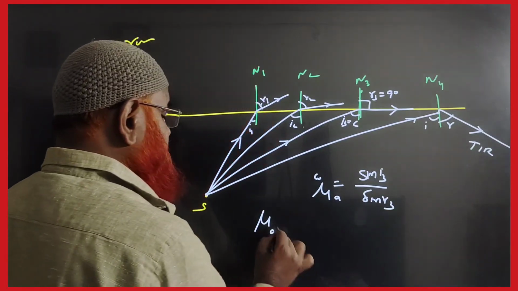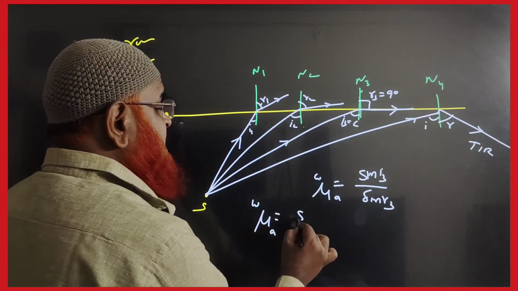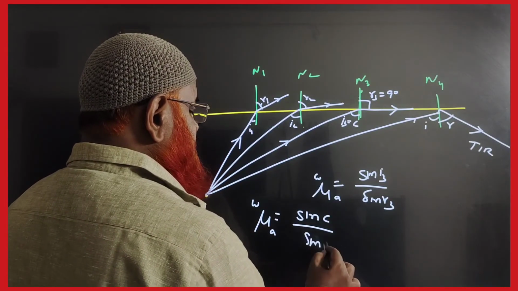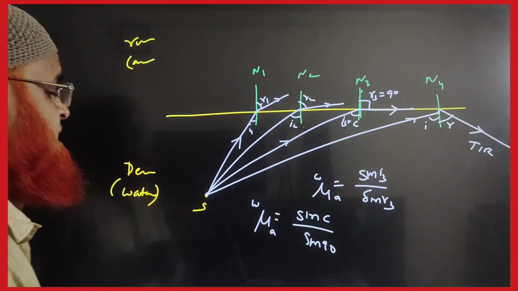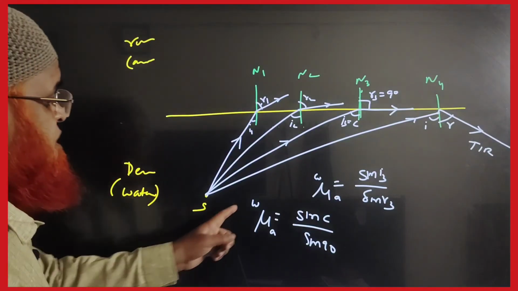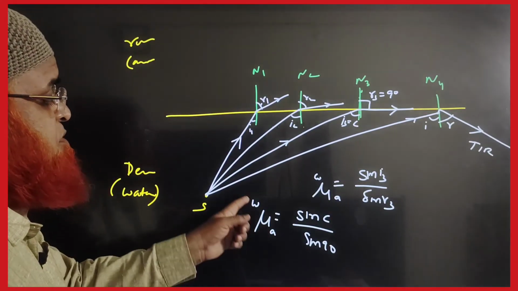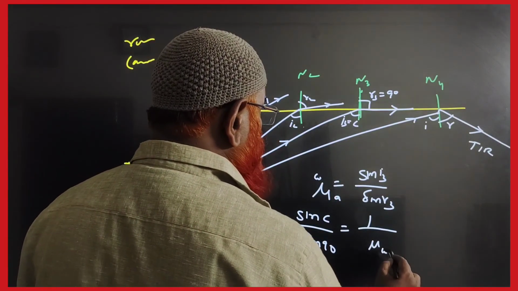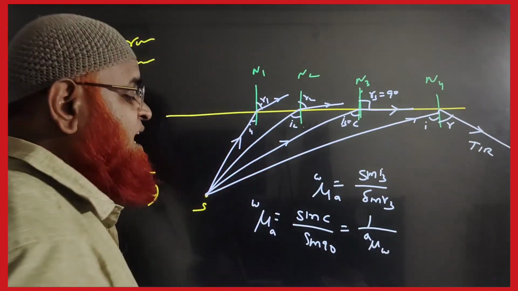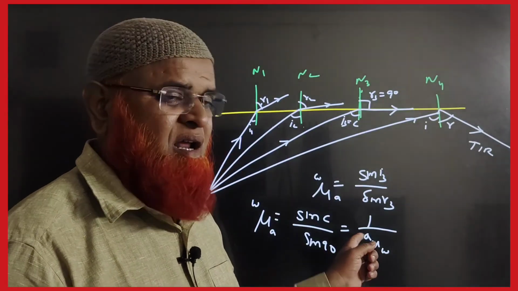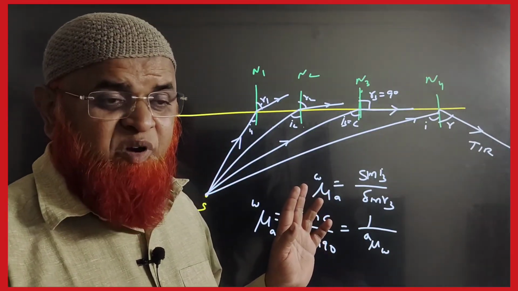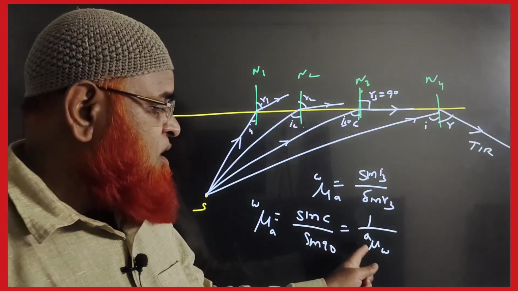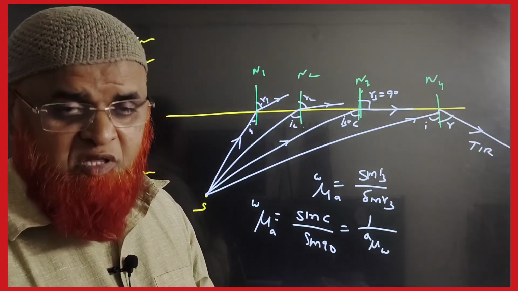So refractive index of A with respect to W. What does sin I3 become? sin C. And sin R3 becomes sin 90. sin 90. So see this: when you want to change the superscript to subscript and subscript to superscript, you have to take the reciprocal, 1 by mu of water with respect to air. Always remember that air is on top, water is always at the bottom. Rarer medium should always be superscript, denser medium should always be subscript. Then only it is said to be absolute refractive index.